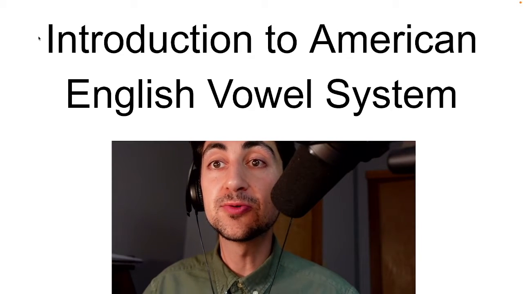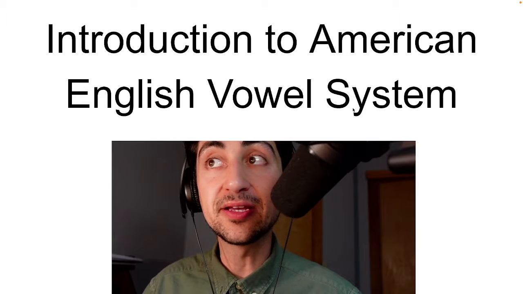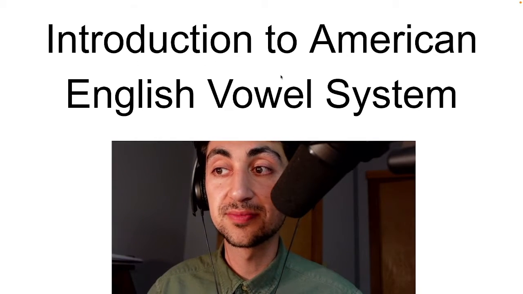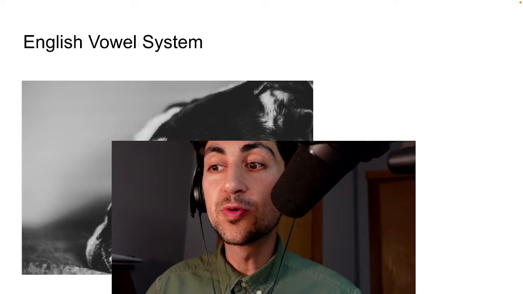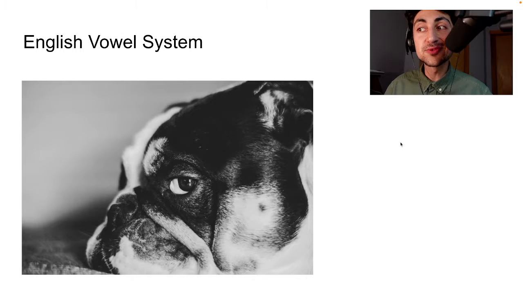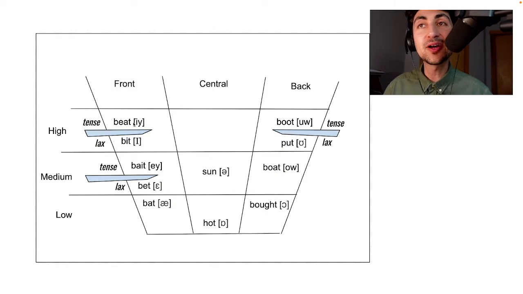We're going to discuss the American English vowel system, and this video will serve as an introduction. So we are going to compare the American English vowel system to the Spanish vowel system. Cool. Okay, so here is our chart of vowels. We have 11.